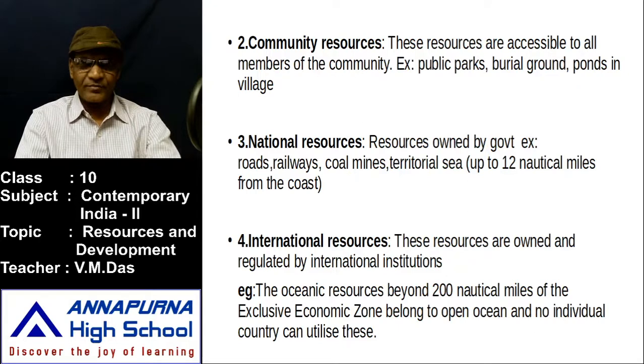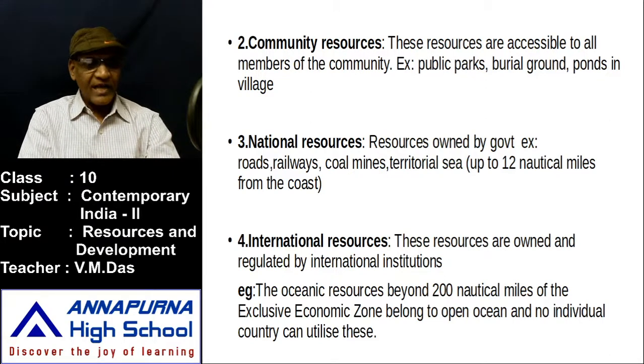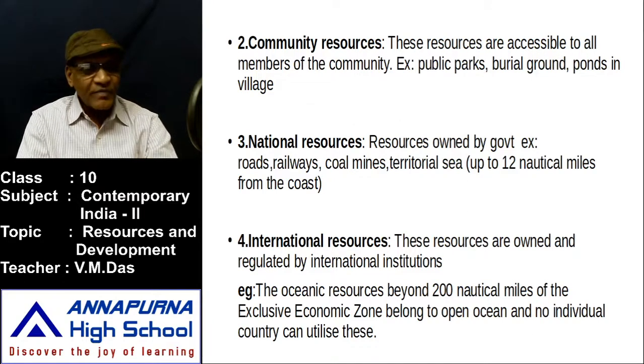For example, roads can be used by all. Railways, everybody can use them. But the total control over these resources lies with the government. Roads, railways, even coal mines. Yes, the government owns the coal mines, not private individuals. And territorial seas, as sea water also, all these are owned by the government.